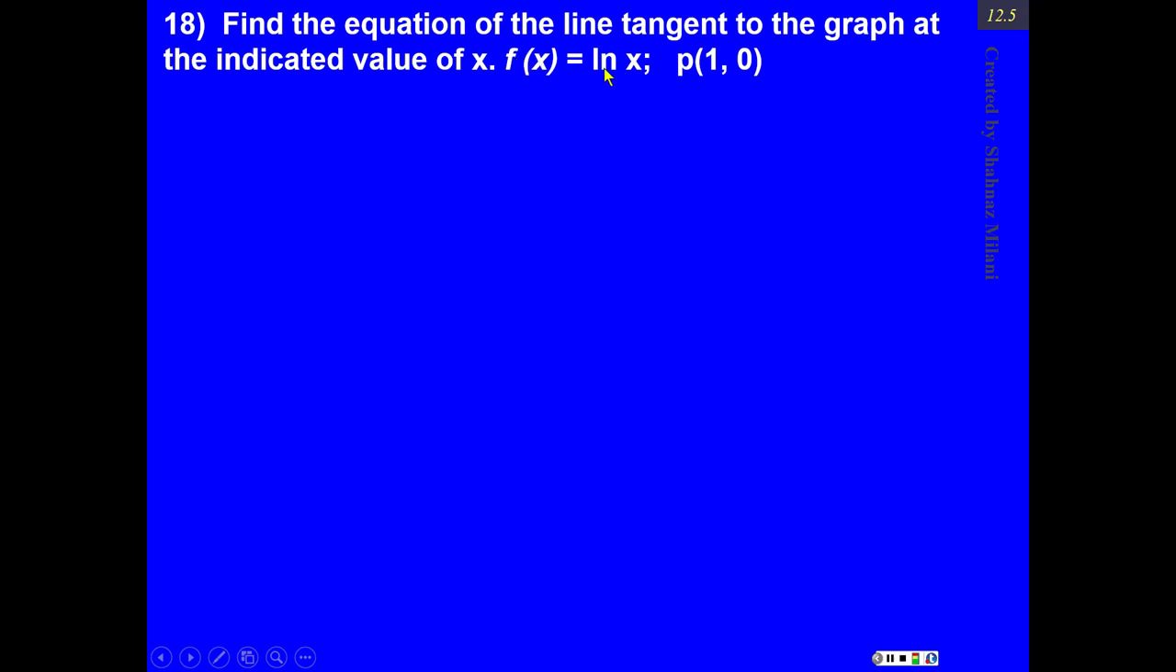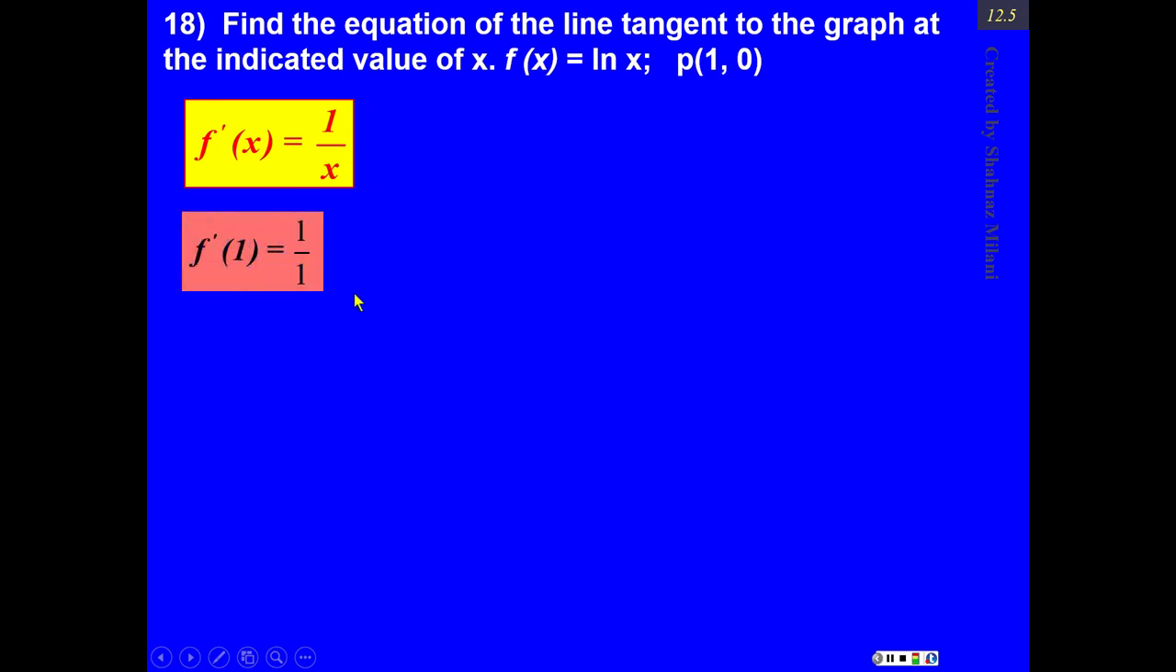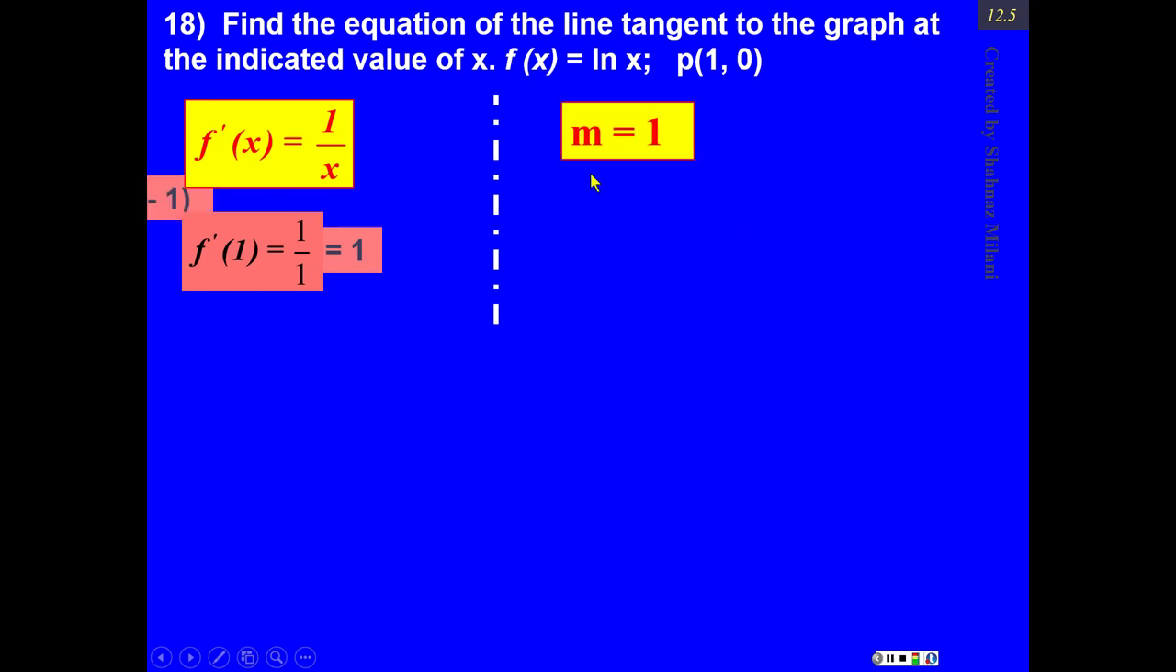The derivative of natural log of x is going to be 1 over x. When I have my derivative, I can find the slope by replacing the x letter by the x value, which is going to be 1 over 1 equal 1. That is my slope. I do have a point. I do have the slope. Then I will plug it into the point-slope formula.